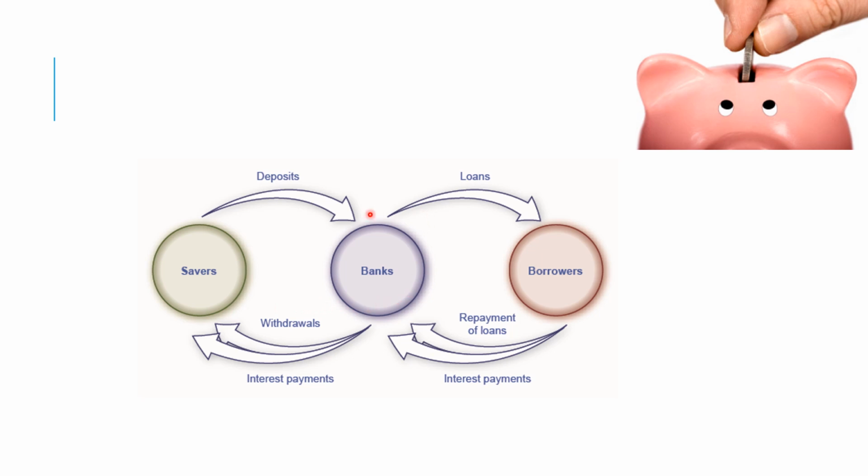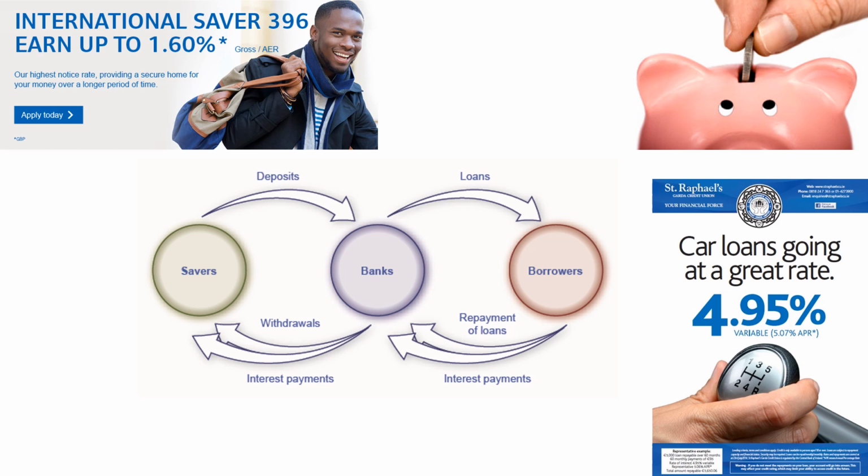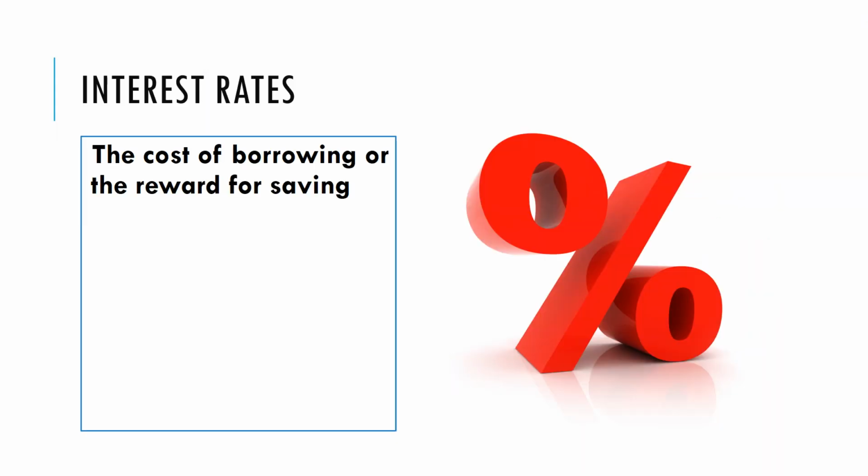And the key for a bank is to make sure that the interest that they're receiving from borrowers is greater than the interest they're giving to savers, that they manage the timings of the withdrawals and the repayments and to make a profit. So if you have money in the bank, you are a saver, you will earn a rate of interest on top of your savings every year. If you are a borrower, you will be asked to pay back what you borrowed plus a percentage, and that is the interest rate. So an interest rate is the cost of borrowing or the reward for saving.